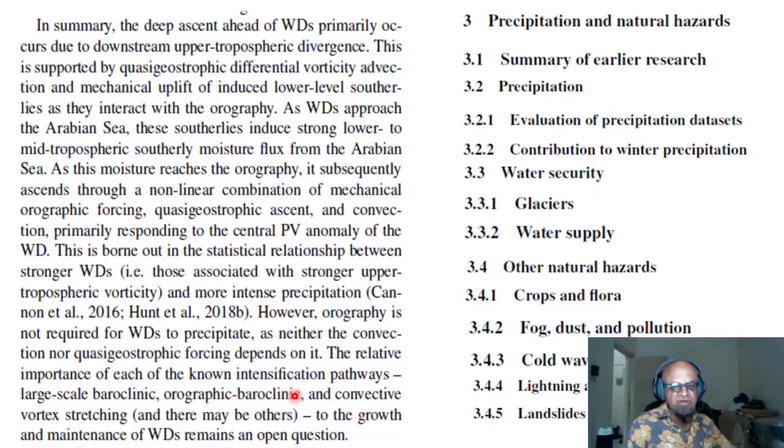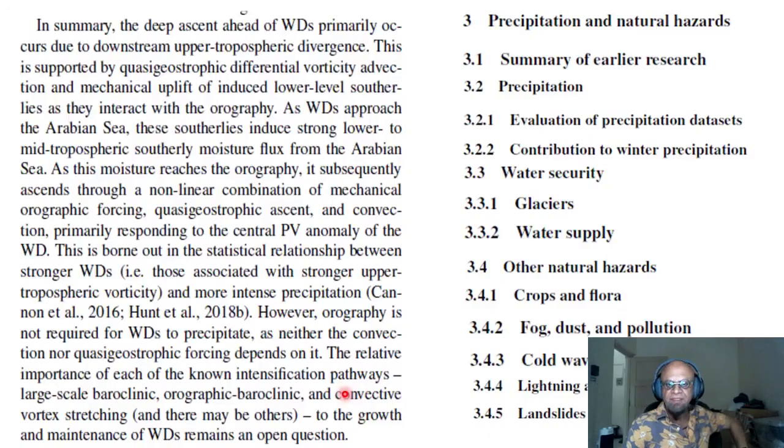The relative importance of each of the known intensification pathways, large-scale baroclinic, orographic baroclinic, and convective vortex stretching, there may be others, to the growth and maintenance of WDs remains an open question. So basically, a lot is known from observations, but exactly how they emerge in terms of intensification pathways is not fully understood.